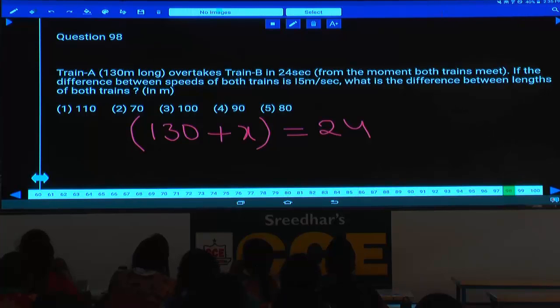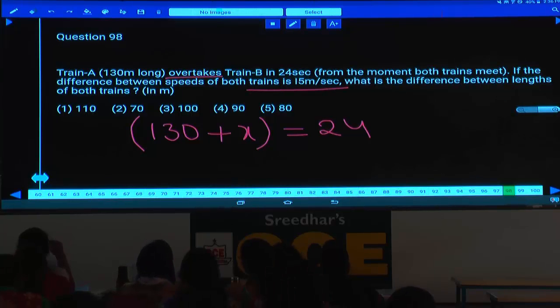And in which direction they are moving? Same direction. Where is that given? Overtakes. Overtake means going from behind. That means both are moving in the same direction. Clear? If they are moving in the same direction, relative speed becomes S1 minus S2, and their speeds difference is given as 15. That means relative speed is 15.